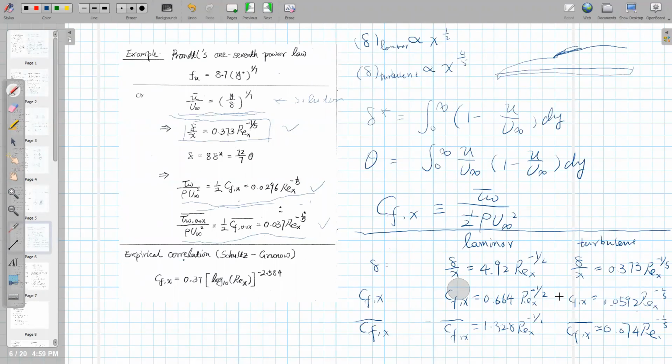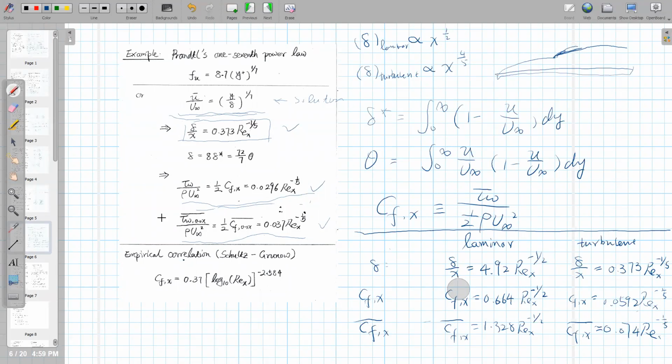This is obvious because, as I told you, turbulence is when the viscous force is comparatively smaller than the inertial force. So because the viscous force becomes smaller. All right, so I made a mistake here.